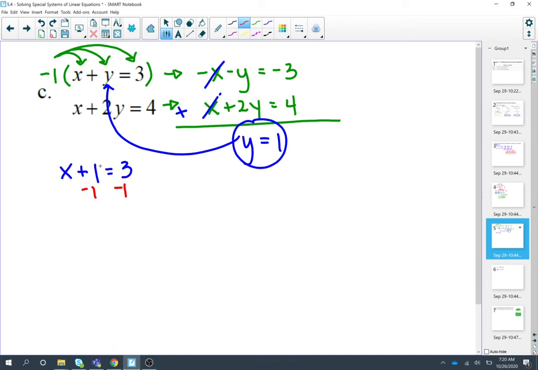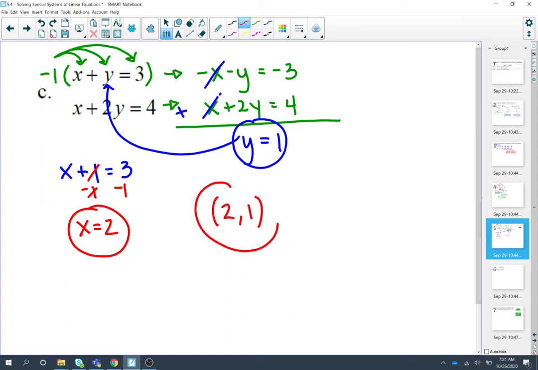Subtract 1, x equals 2. So our final answer here would be (2, 1), which is just one solution. And that one solution is at (2, 1). So if we were to graph these, they would intersect at (2, 1) in one location on the graph.